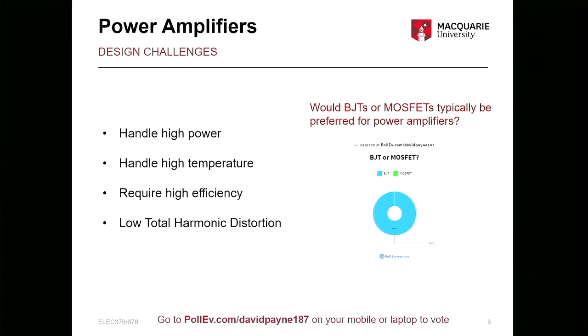You've learned a little bit about how MOSFETs and BJTs work. They're semiconductor devices, right? They have a PN junction. That junction has a temperature where it will break down, it will be destroyed, okay? So maybe around 250 degrees C. It varies on your device. So the question here, would BJTs or MOSFETs typically be preferred for power amps? And we've got a bit of a mixture.